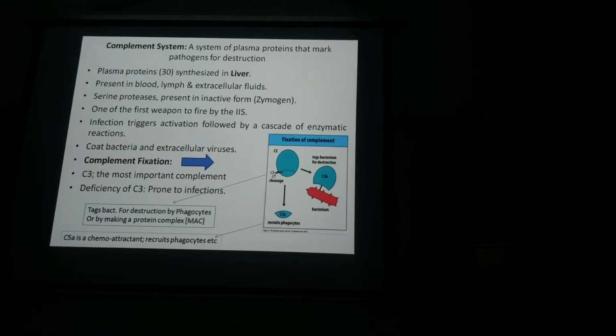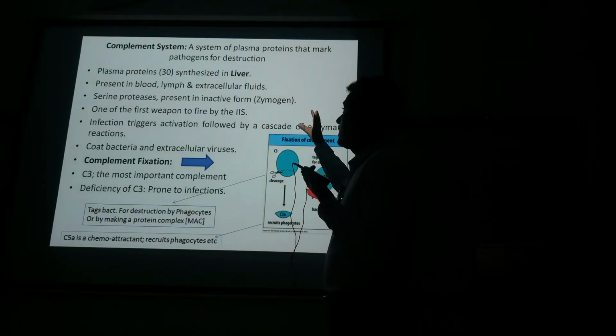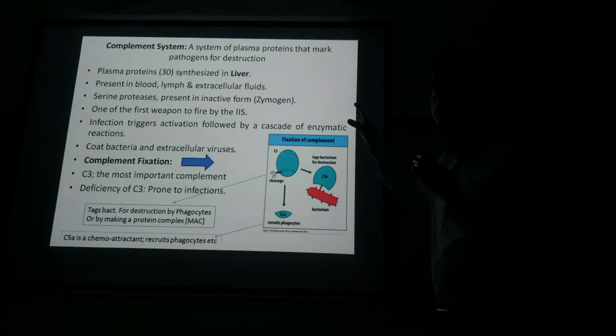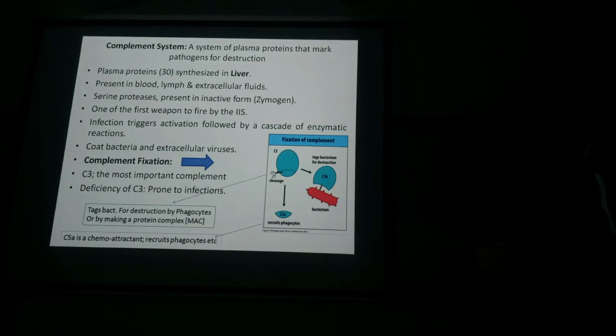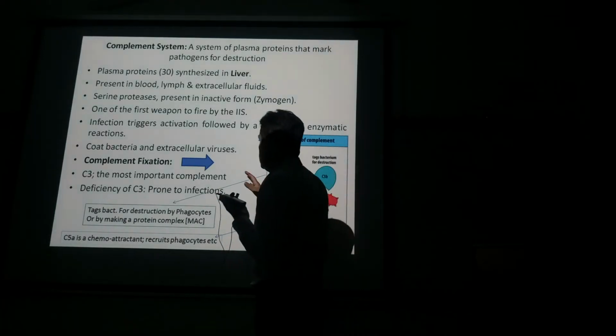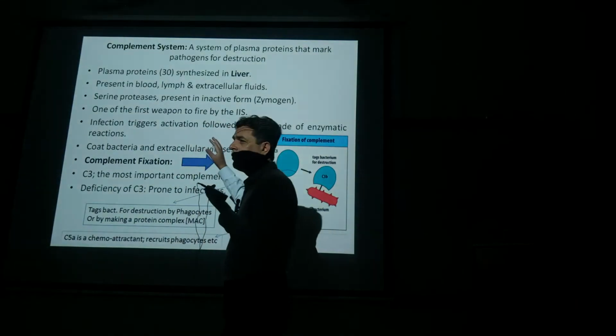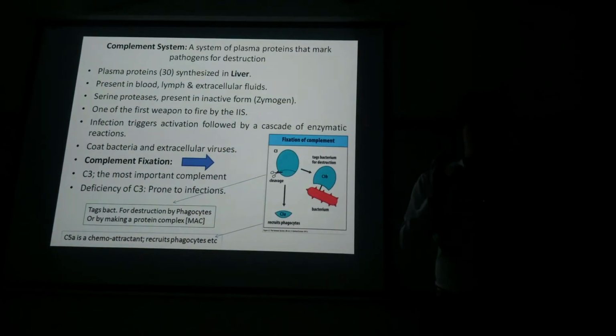Infection triggers activation followed by a cascade of enzymatic reactions. The infection activates these proenzymes or zymogens. The inactive form is turned into an active complement once there is infection, once there is entry of the pathogen. And actually, they coat bacteria and extracellular viruses. And how do they coat them? We call this process complement fixation, in which the complements attach to pathogens.